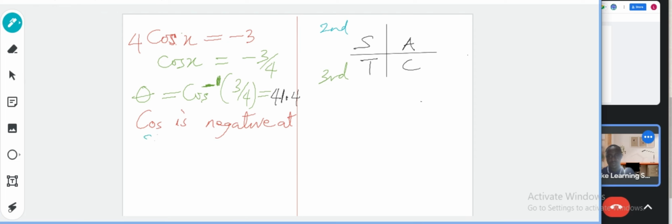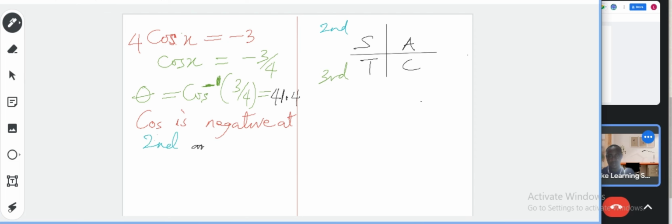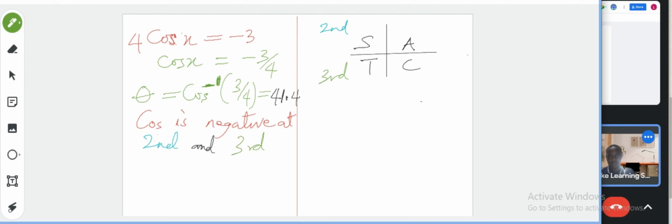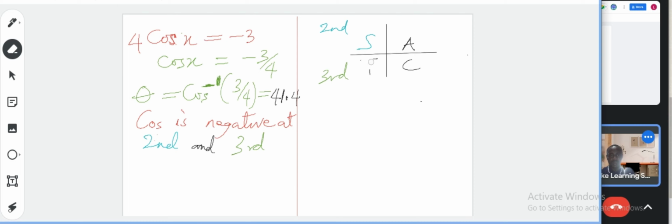Second and third. All right, so what is in second, what is in third? Let me maintain the colors we'll be using. We normally use blue here, and I use green here. So tan, we stay with green, and I use red here.